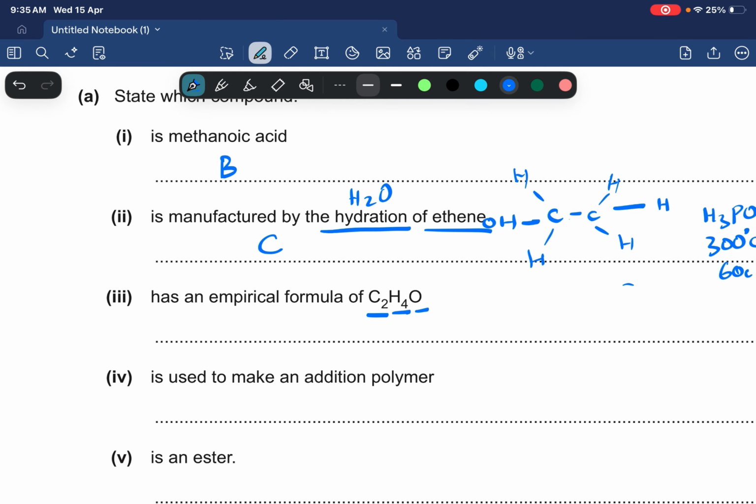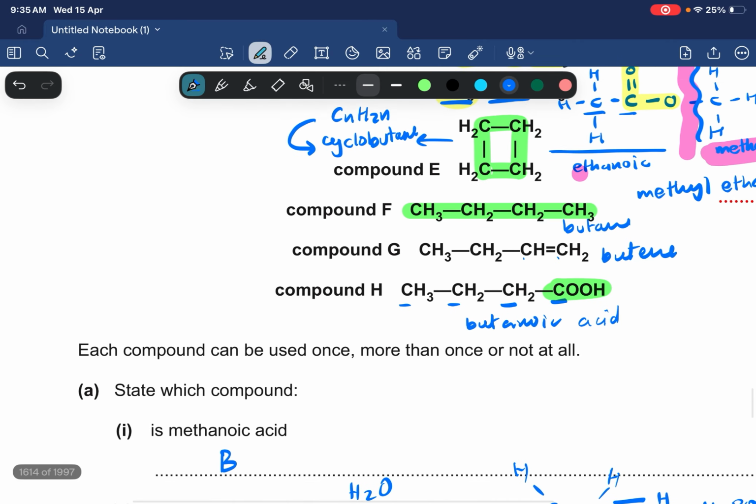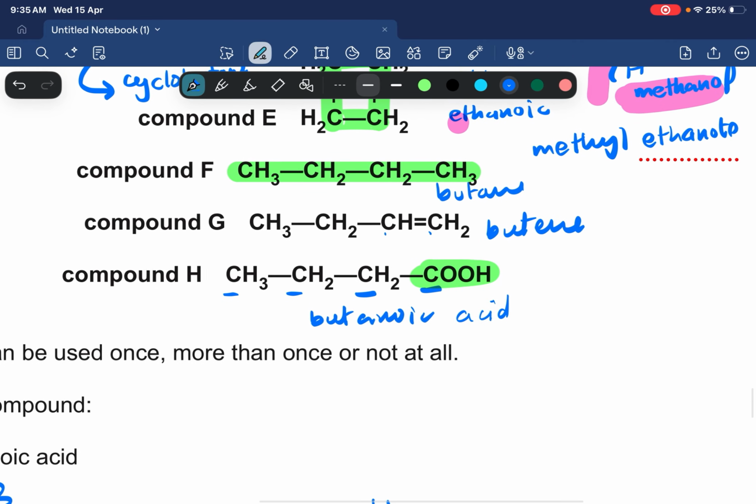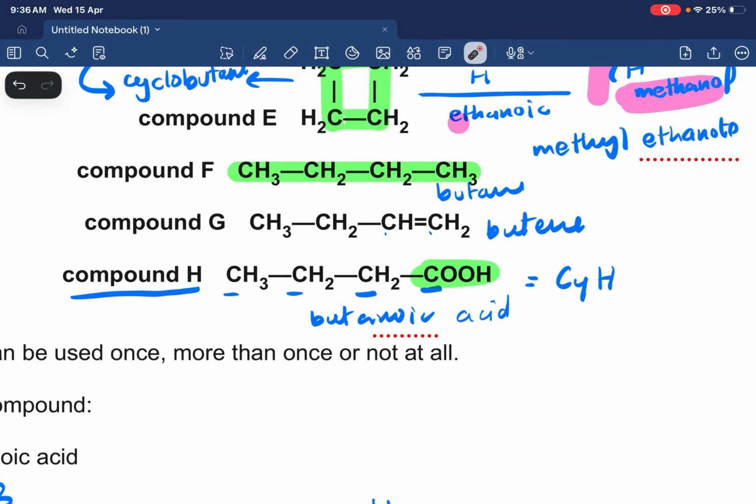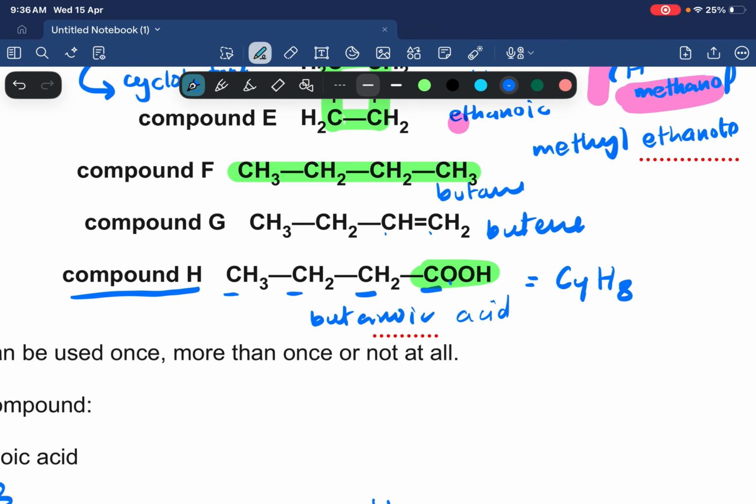C2H4O. So now we have to find the empirical formula. I'm going to start with compound H, which is butanoic acid. First I write the molecular formula and then I cut the substances to make it into the empirical formula. So 1, 2, 3, 4, C4H, 3, 4, 5, 6, 7, 8, C4H8 and there are O2.